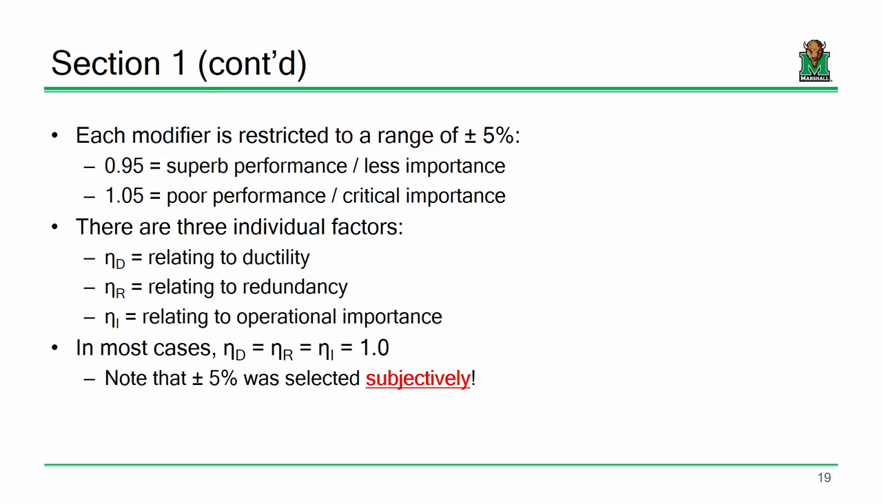There are 3 factors that are put in the spec. One is related to ductility, one is related to redundancy, one is related to operational importance. Let's take each of these topics one at a time, because I'm not saying these topics aren't important. They're really important. So let's start off with ductility. Ductility is basically a measure of how much a given element can resist load past its elastic behavior.